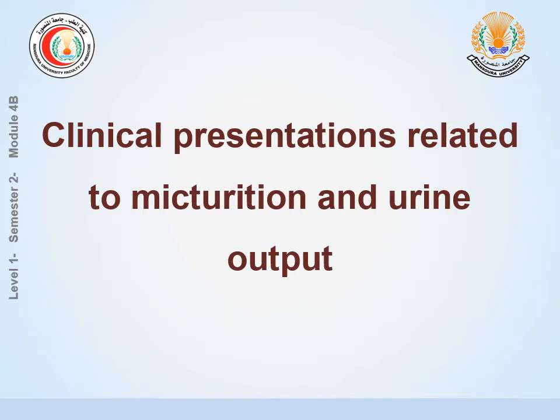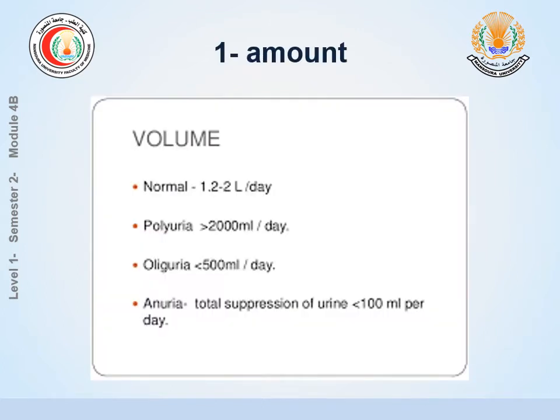So what is the clinical presentation related to micturition and urine output? The amount of urine normally is about 2 liters per day. When this amount increases more than 2 liters, this is known as polyuria. And when the amount is less than 500 milliliters per day, this is oliguria. Anuria means total suppression of urine, less than 100 milliliters per day.